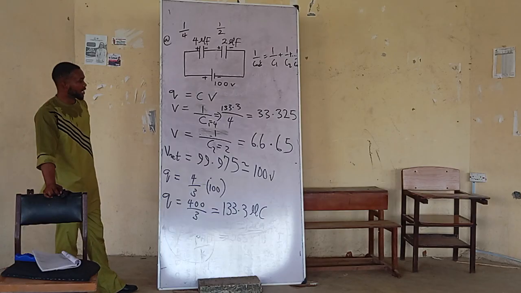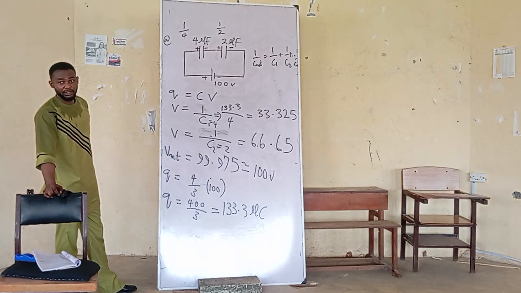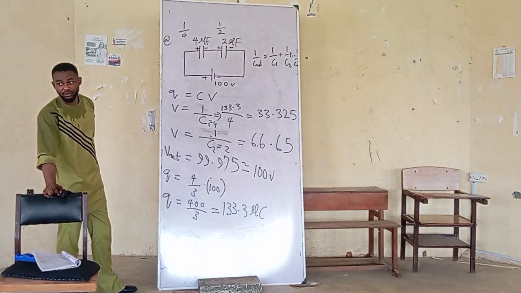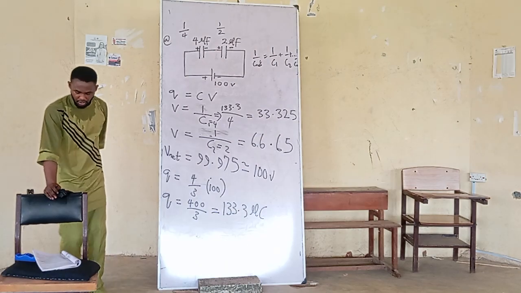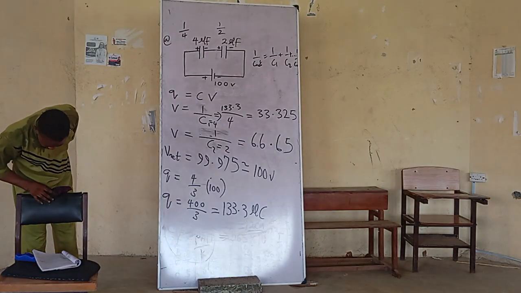We've gotten the total capacitance, and we've got that total capacitance so that we can find the total charge. So now that we've gotten the total charge, we now need to go back to that question and look at it again.